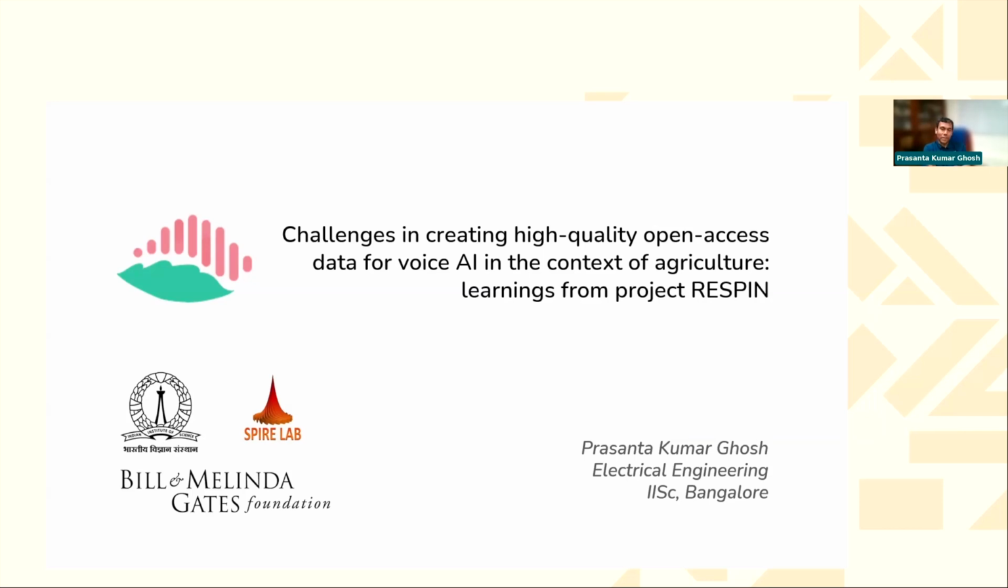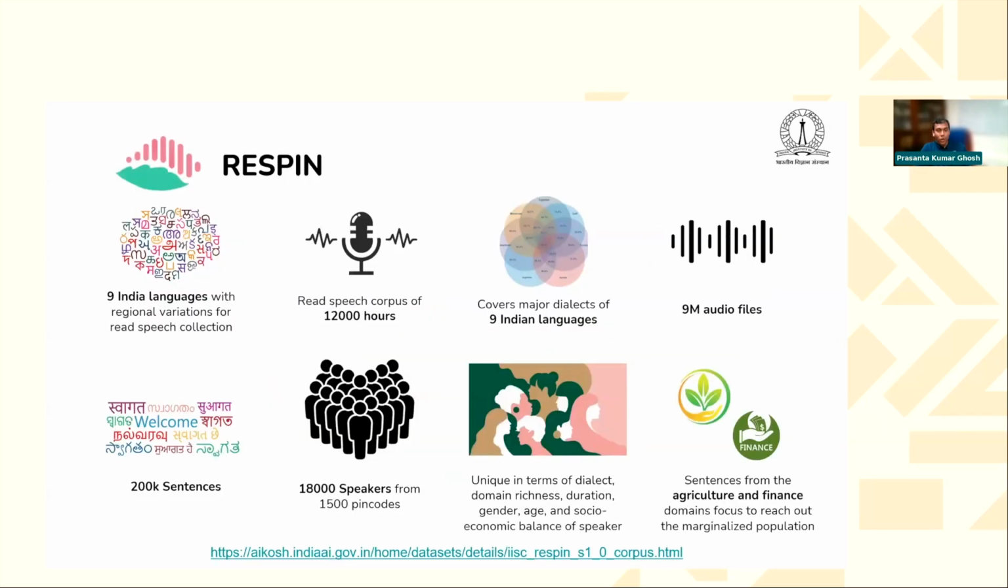And these are all learnings from the project Respin that was funded by the Bill and Melinda Gates Foundation. This was run over nearly 40 districts across various parts of India, as you see highlighted here. The outcome of Respin was nearly 12,000 hours of read speech from 9 Indian languages, but not the main languages. Actually, they are variants that led to 40 plus different districts or regions. And these sentences were created by local people from those districts to really reflect the agriculture specific terms. And they are recorded by local people, farmers, and many others.